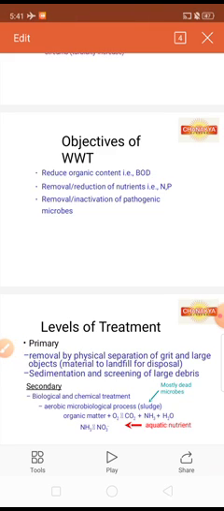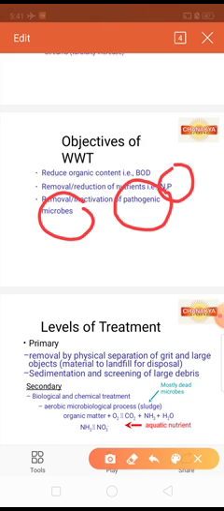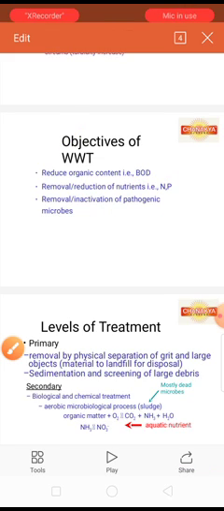Then we have to remove nitrogen and phosphorus. If excess of these nutrients is there, we have to remove them. Then third, pathogens, that is the microorganisms which are present in that wastewater, we have to remove them. So these are the three main objectives: reduce the organic content, remove the nutrients, and remove the microbes.